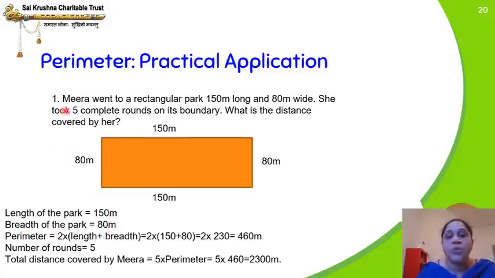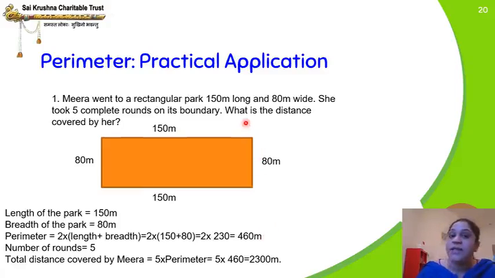So now she went around the rectangular park. So what should we find as she went around the rectangular park? So first we find the perimeter. So when you find the perimeter, we know the formula now: 2 times length plus breadth, which is 2 times 150 plus 80, which is nothing but 2 times 230, which is equal to 460 meters. So does this solve the problem?